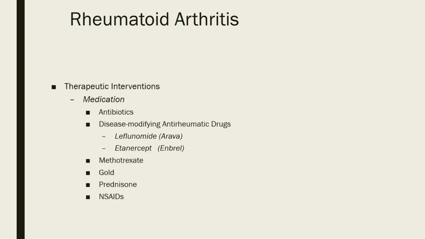Medications, antibiotics for any infections. You want to do disease-modifying anti-rheumatic drugs, okay? Methotrexate. Gold therapy is something that was used traditionally to treat RA, but it is no longer being used. Also prednisone and NSAIDs.